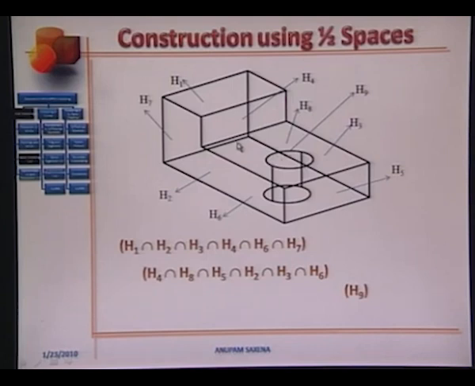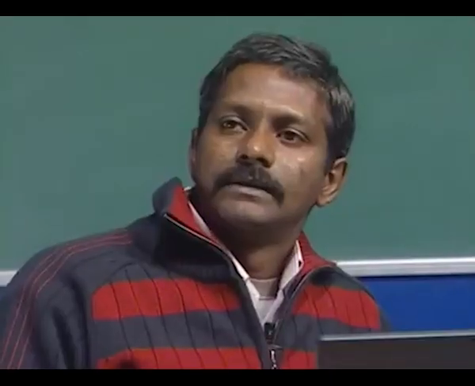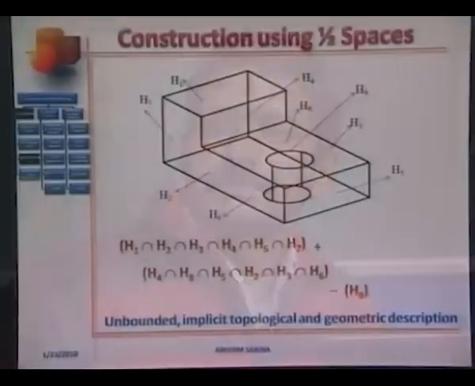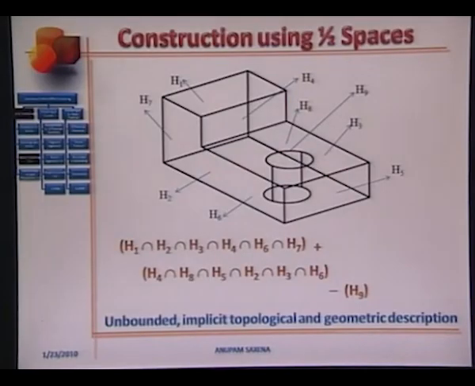So the L bracket is a union of these two blocks, or an addition of these two blocks, and the cylindrical half plane subtracted from the result. A few disadvantages of this concept are that the half spaces can be unbounded, and these set operations would only implicitly store the topological and geometric description of a solid. Data storage would not be explicit.